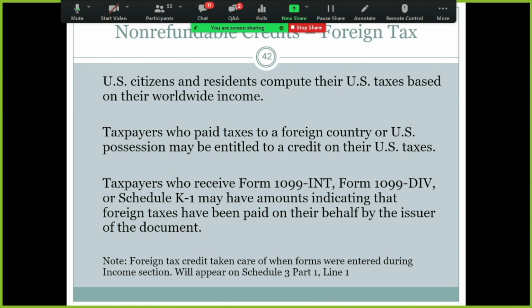Taxpayers who pay taxes to a foreign country or United States possession may be entitled to a credit on their U.S. taxes. Taxpayers who receive Form 1099-INT, Form 1099-DIV, and also the Schedule K-1 may have amounts indicating that foreign taxes have been paid on their behalf by the issuer of the document. So no worries. Once you input that information into TaxSlayer from those forms, it's going to automatically show the tax implication.